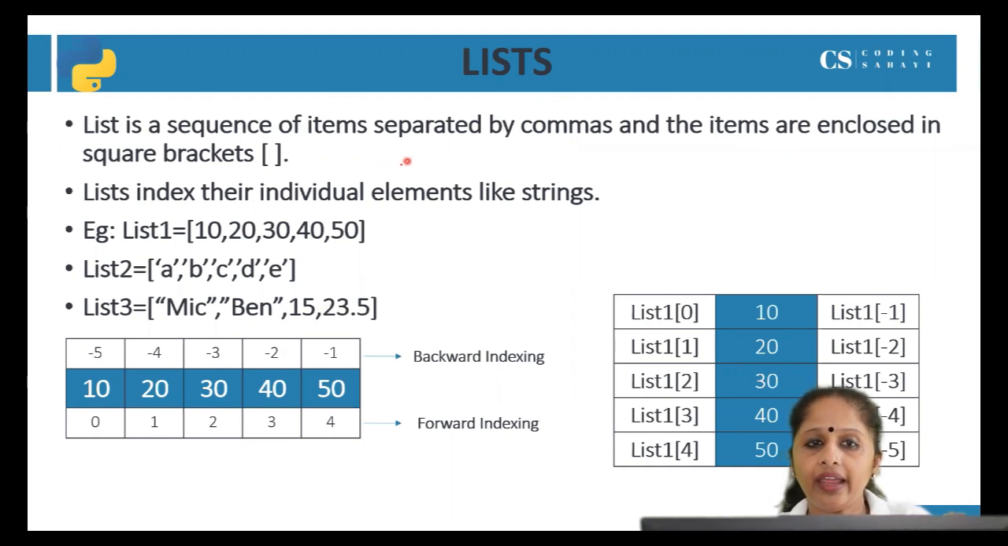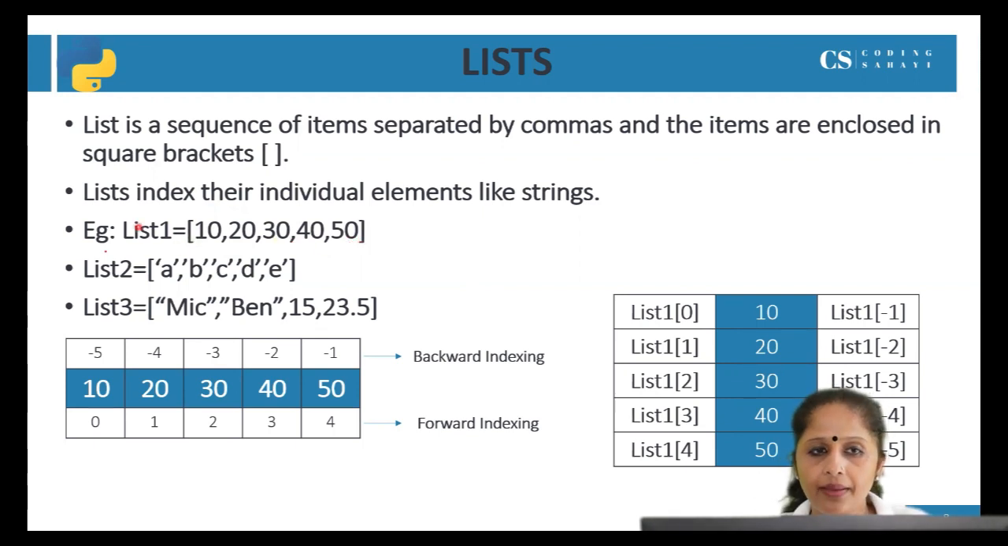Here we are writing the elements inside a square bracket. In a string we have written in double quotes or single quotes, but inside our list you can write any type of data. Any type of data means integer, float, complex, or string, or a list itself you can write inside a list. So a list is a sequence of items separated by commas.